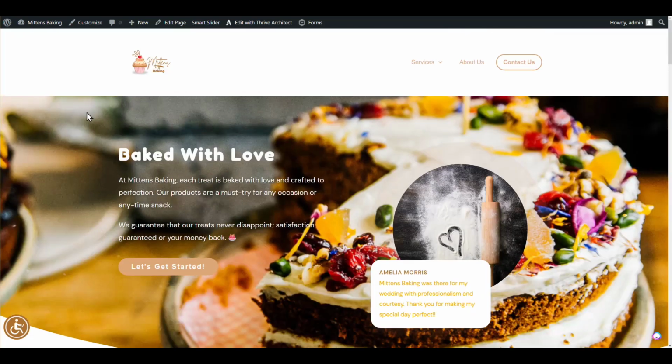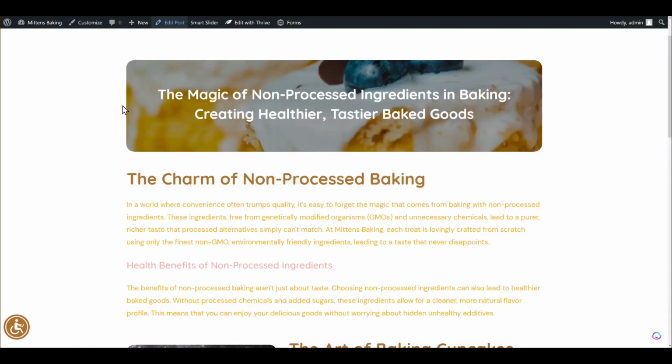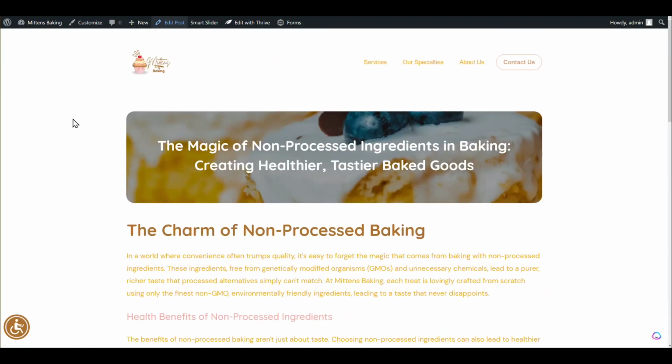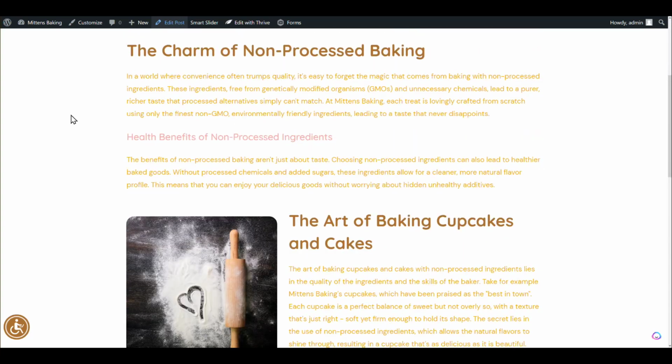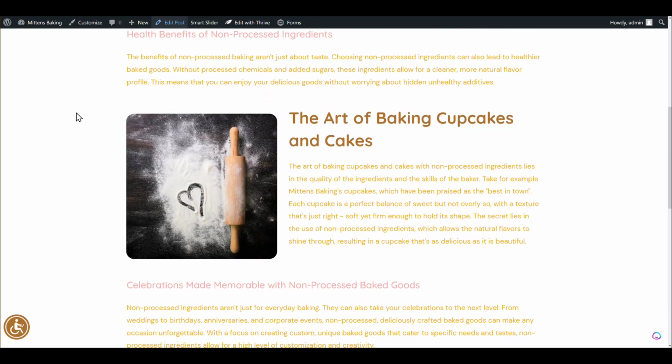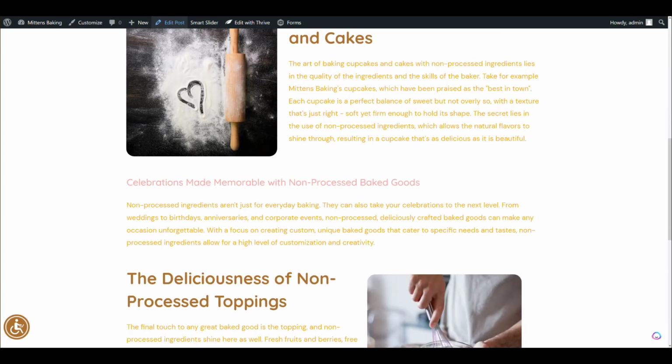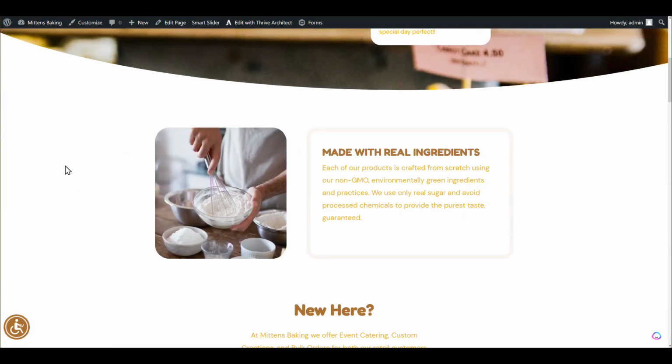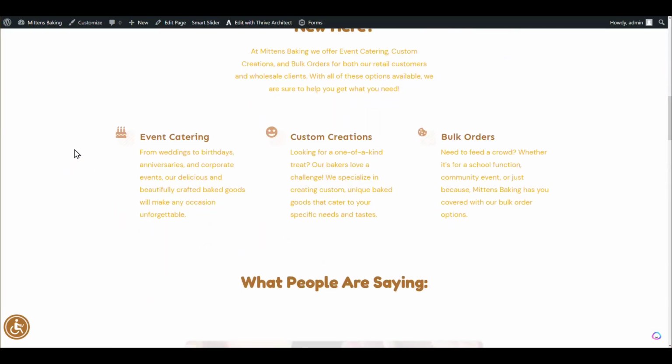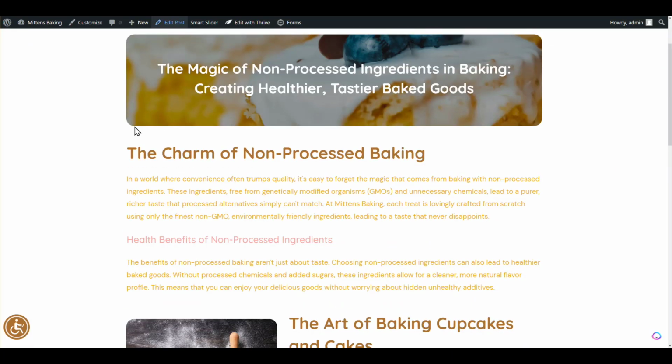Great. If we look at a post instead, generally a post is reflective of some sort of expertise we have in an area. So here we are at Mittens Baking. We are discussing the magic of non-processed ingredients in baking, how we create healthier, tastier baked goods. This is more information for someone to read, someone to, forgive my pun, digest and understand as they're going forward. Whereas your original pages will have information about your website, service, or business, as opposed to information about the topic they are researching on your blog.